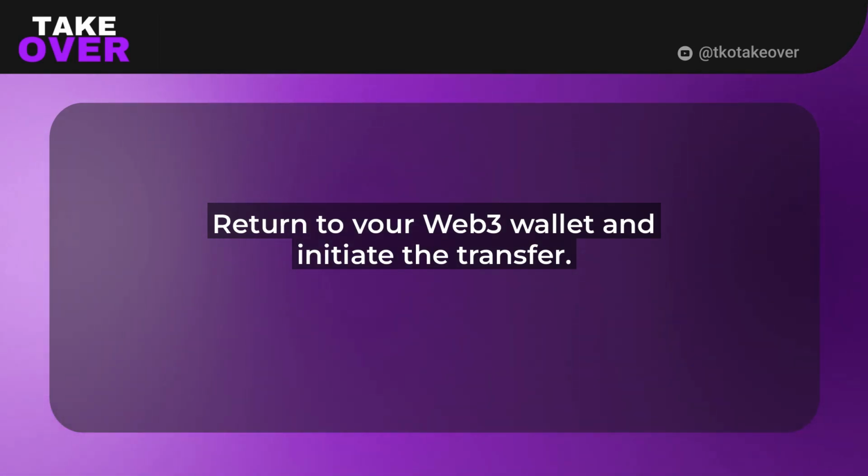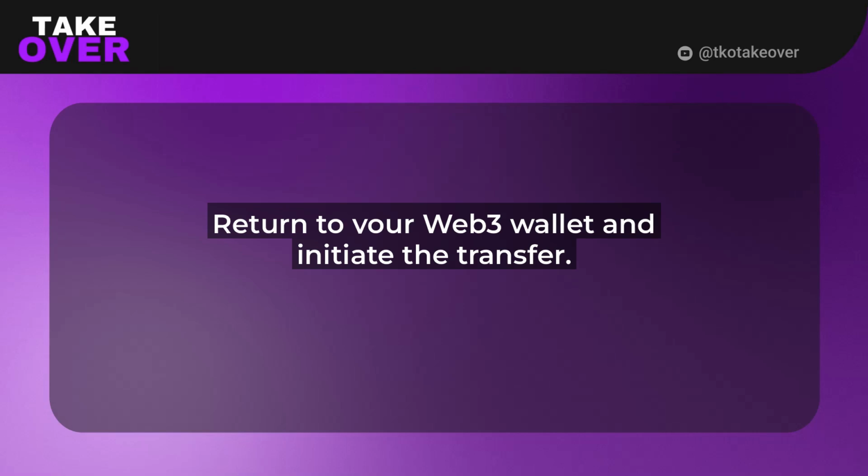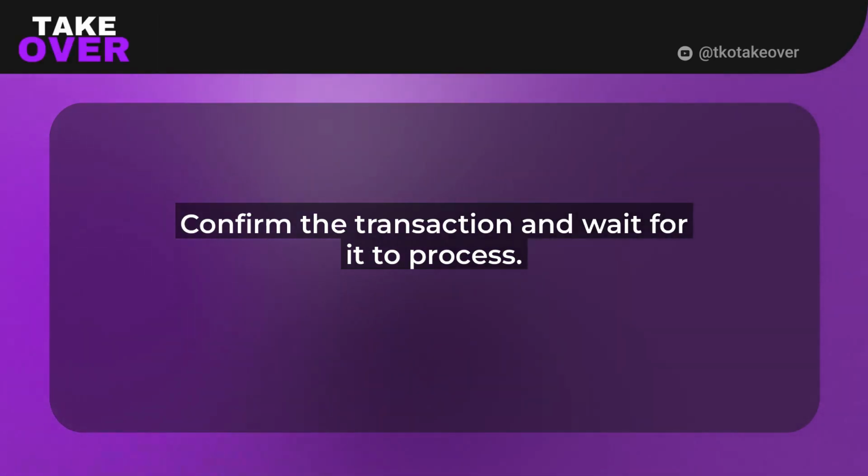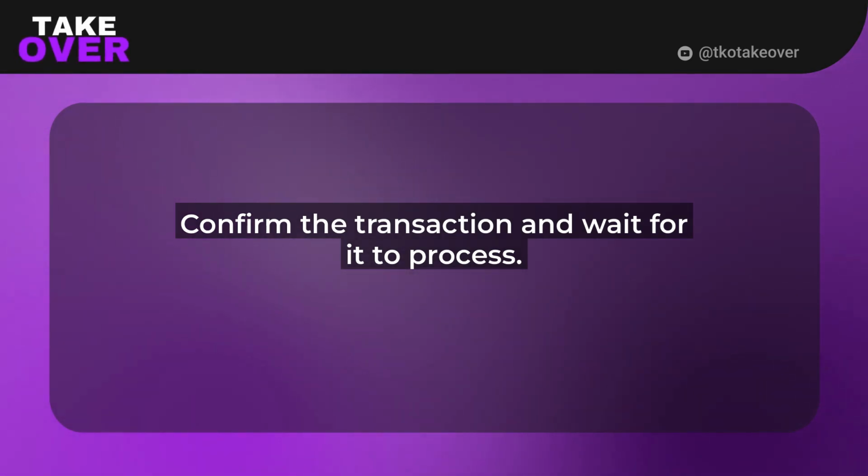Step 5. Hit confirm on your wallet to send the transaction. You'll need to approve it with your wallet's security features, like a password or biometric verification. Now, sit tight. The transfer time can vary from a few minutes to an hour, depending on network congestion. Once it's complete, log back into Bybit and check your balance to ensure the USDT has arrived. If it doesn't show up right away, give it some time and maybe refresh the page.